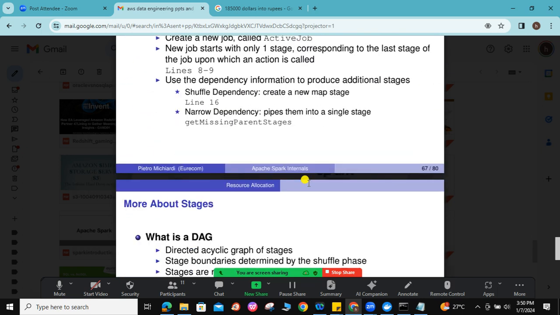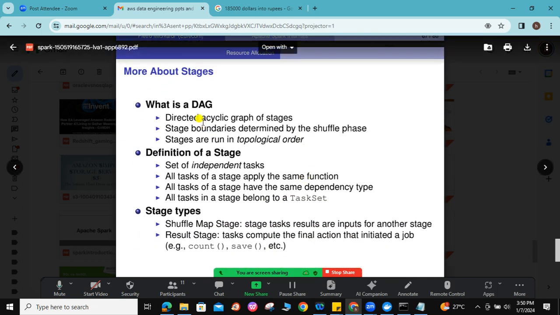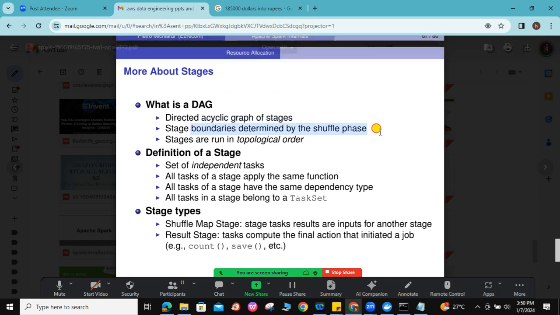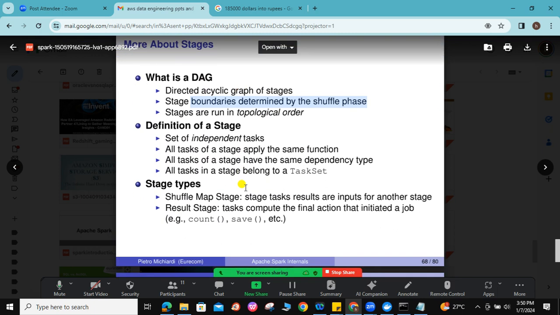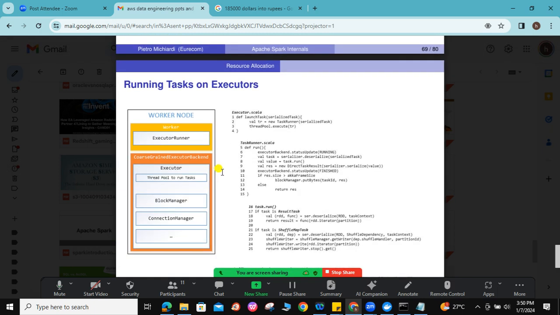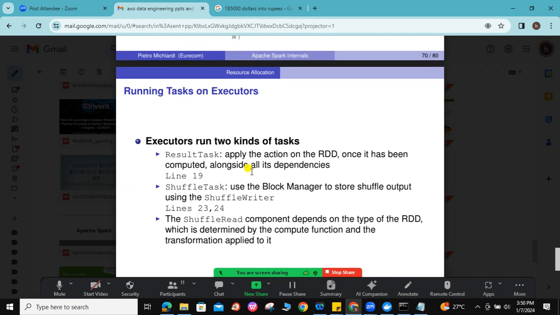Okay, what is DAG? Directed acyclic graph. Okay, stage. Yesterday I spoke about DAG. Okay, executors.